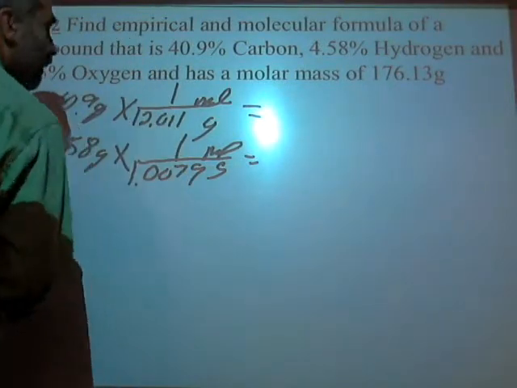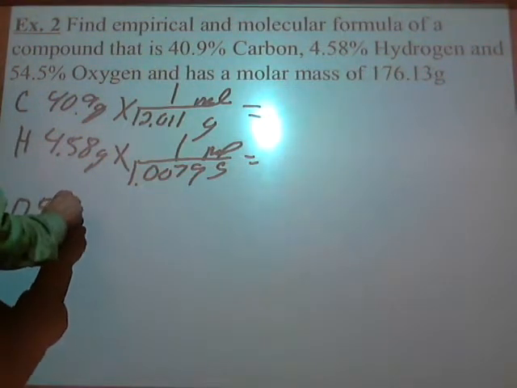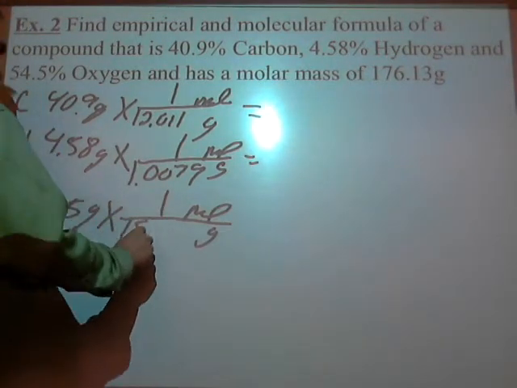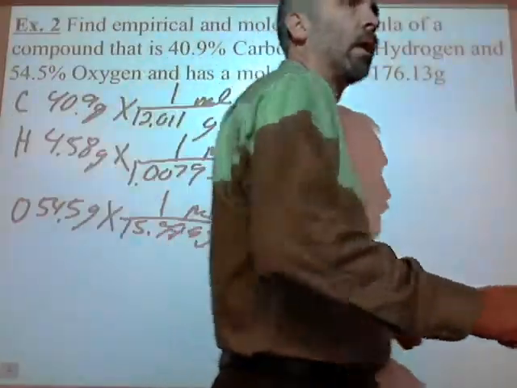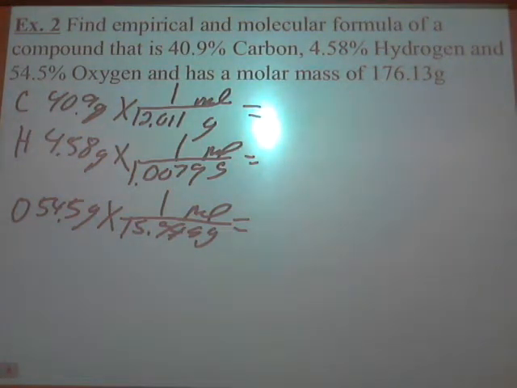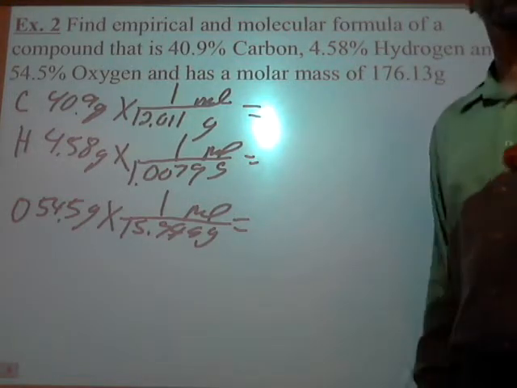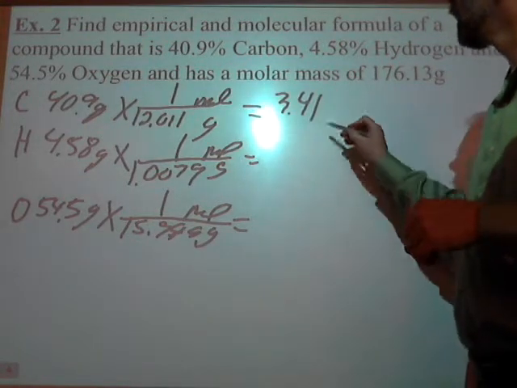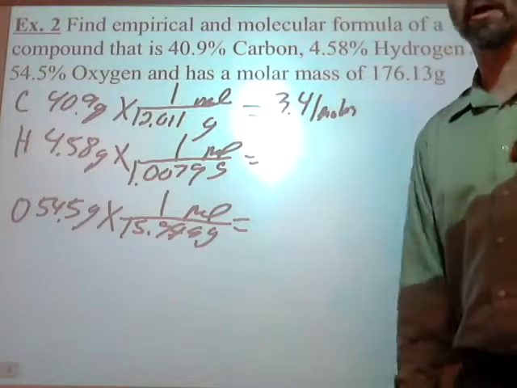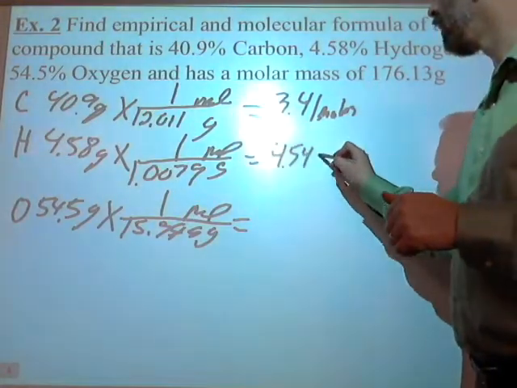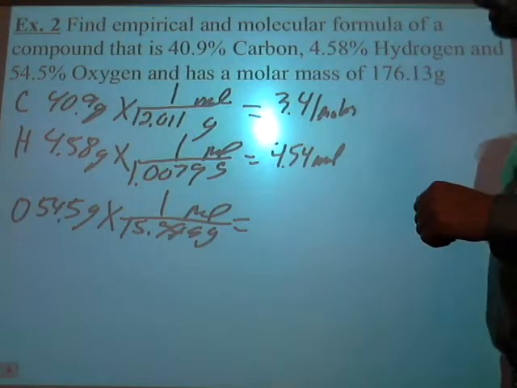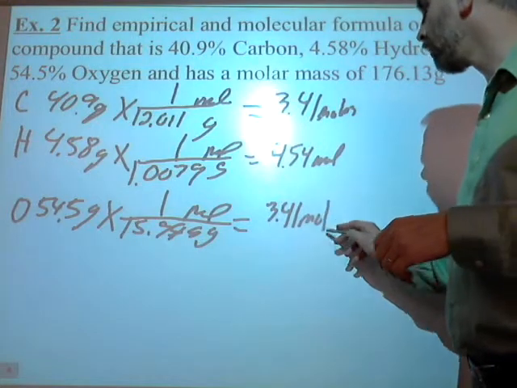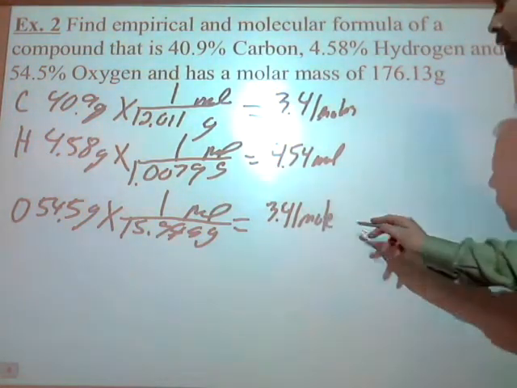We've got how many grams of oxygen? 54.5 grams. Grams at the bottom, moles at the top. 1 mole contains 15.999. All right. Josh, you do that one. And while he's doing that, let's go back and get carbon. What was carbon, Jared? 3.41. Correct. 3.41 moles. What was hydrogen's? 4.54 moles. And what was Josh's oxygen? 3.40. Well, it's 3.41 when you round it off, I believe. Moles, right? Yeah. All right.